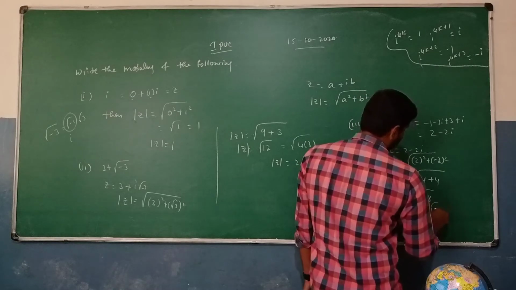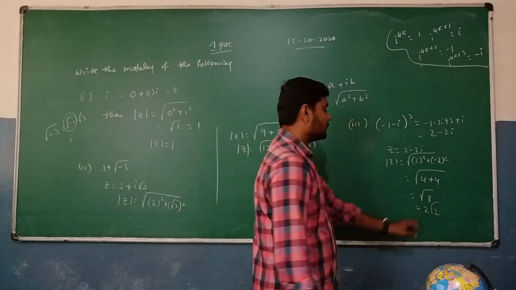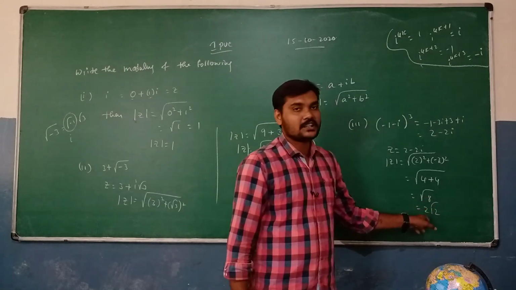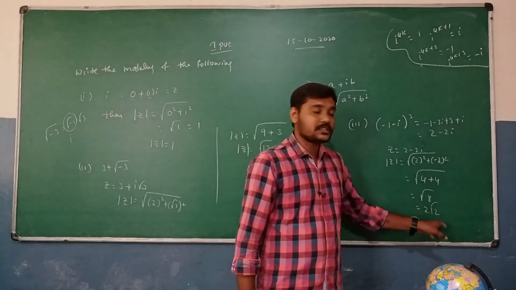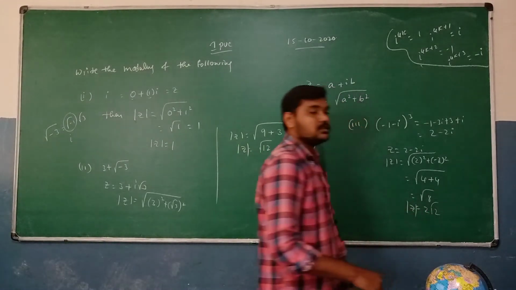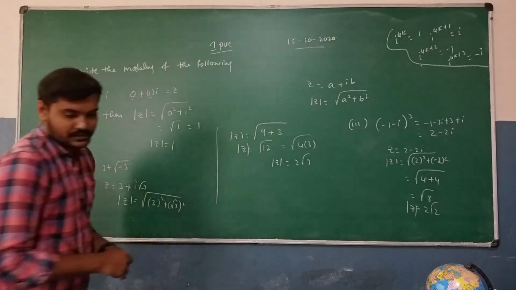2 root 2. How does 2 root 2 come? 8 can also be written as 4 into 2. So 4 comes out of the square root, under the square root it gets converted to 2. Hence modulus of that is equal to 2 root 2. Okay, now just close the video and look.